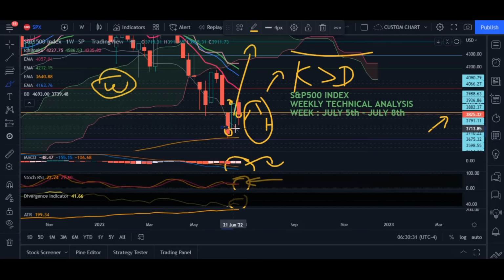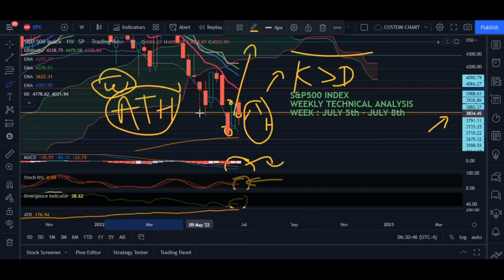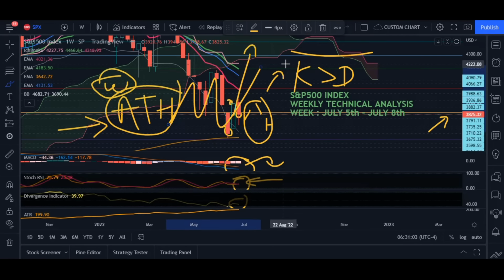Now comes the volatility. If you see that the previous week the volatility was 199.34, all-time high volatility on the weekly chart, and this week it is 199.90, again an all-time high. This means that on the weekly chart, every other week or every week, the volatility is simply creating an all-time high in the last 100 years of history of the SP 500 index. This means that the market is heavily volatile.